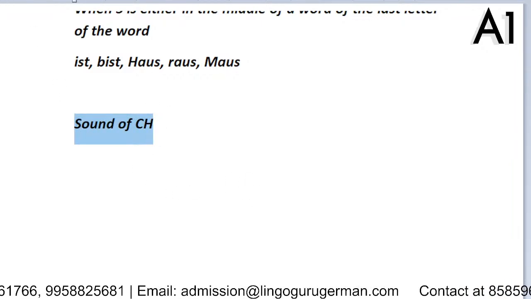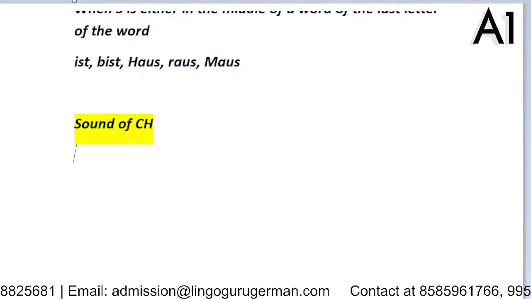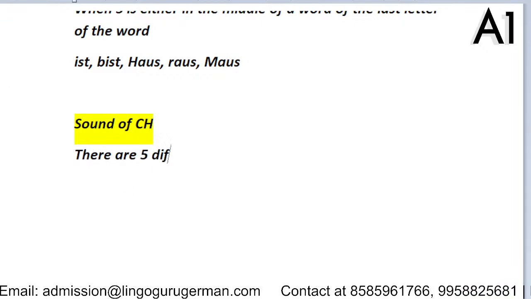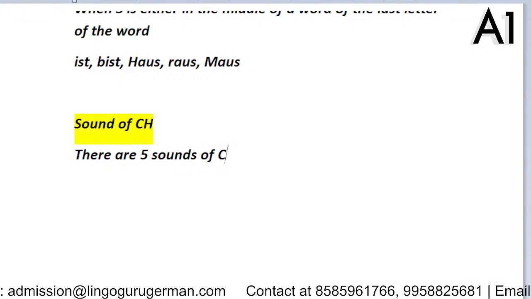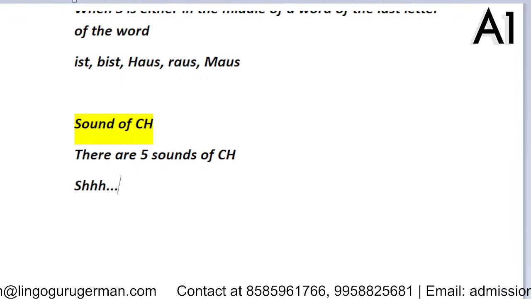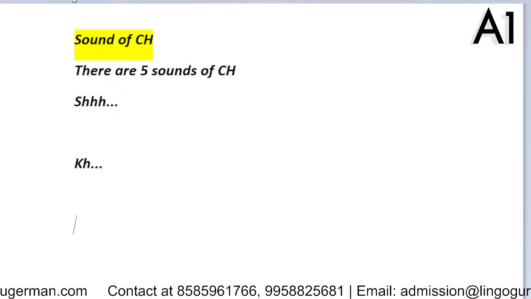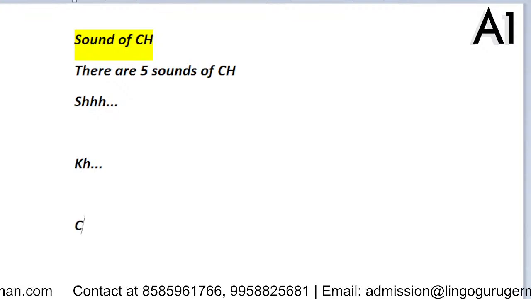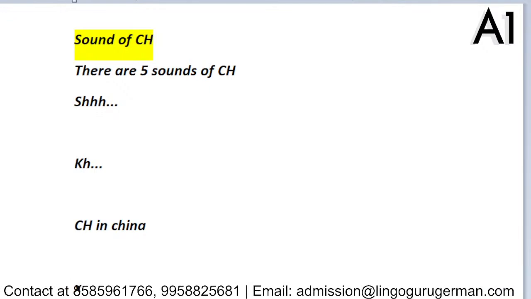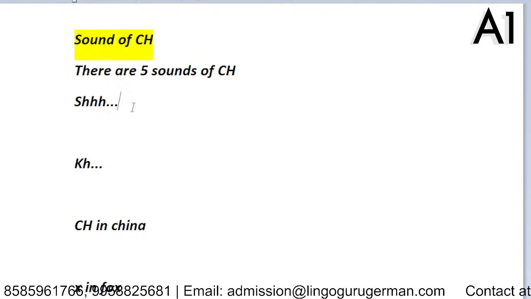Sound of CH. Very important. There are five sounds of CH. One, CH is pronounced as sh. Second, CH is pronounced as kh. Third, CH is pronounced as ch in China. Fourth, CH is pronounced as x in fox.